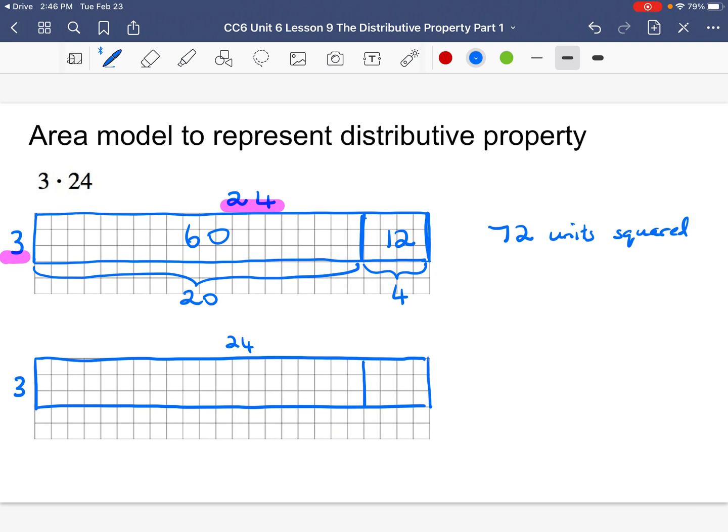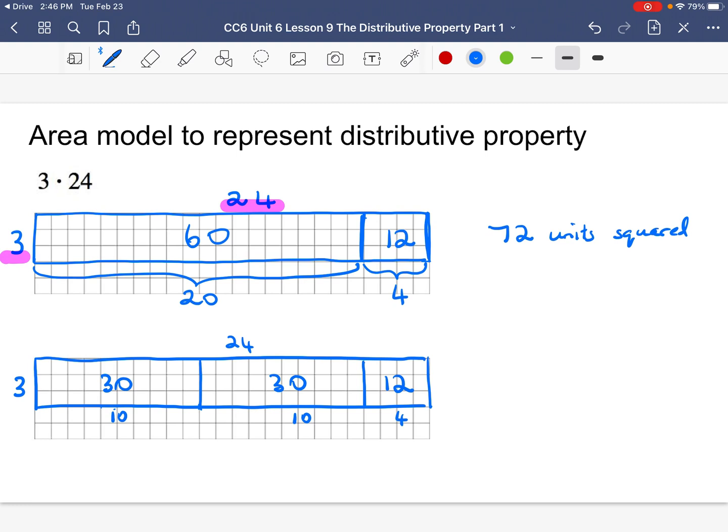So we still have 4 here, but we could break the 20 down into 2 tens. 1, 2, 3, 4, 5, 6, 7, 8, 9, 10. Okay. So we've got 10 and 10 and 4, which add up to 24. 3 times 10 is 30. 3 times 10 is 30. 3 times 4 is 12. And so 30 plus 30 plus 12, again, 72 units squared.